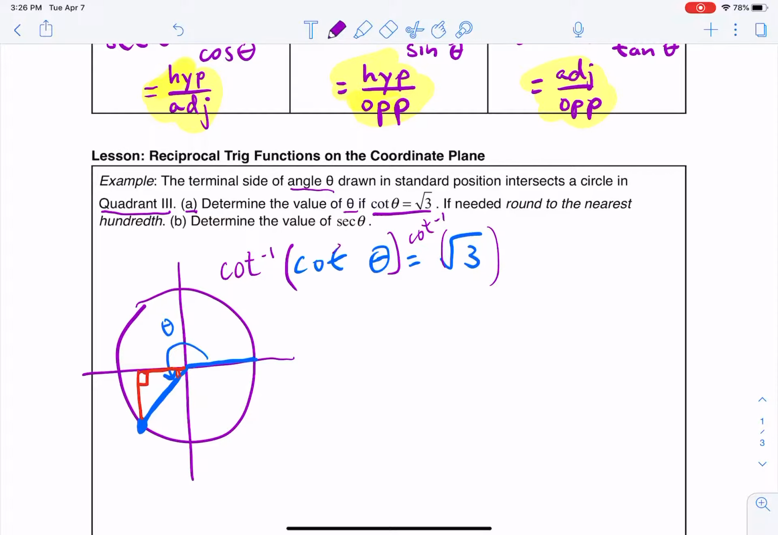All right, so that's going to cancel out cotangent there. And I'll get theta equals cotangent inverse of square root of 3. That tells me theta equals, but to find theta, I'm actually going to have to turn to my calculator.